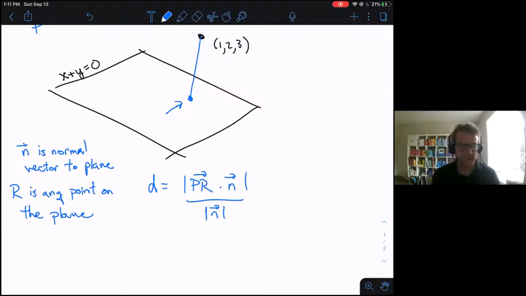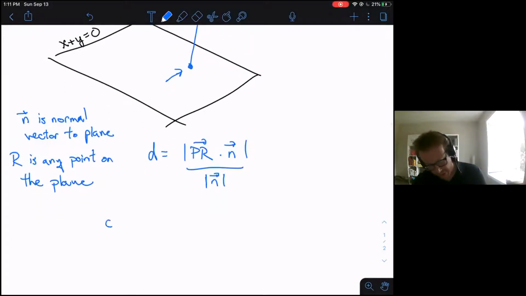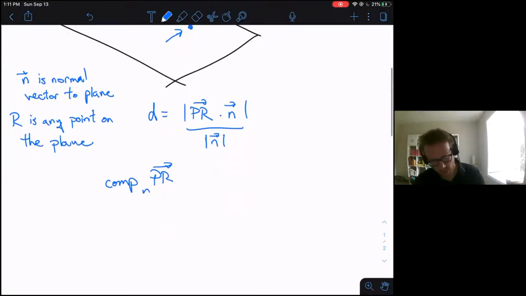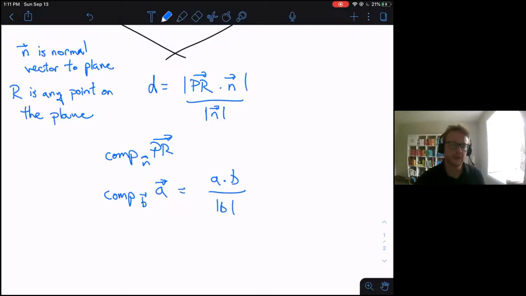This should look quite familiar. This is very close to the definition of the scalar projection, which we denoted with comp: the scalar projection of PR onto n. Let's do a quick review. We probably had something like this for our original definition, the scalar projection of A onto B, which was just A dot B divided by the magnitude of B. So we can see that this is very close to this.